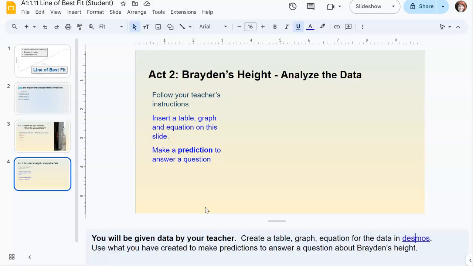And then once they've typed here, they'll need to type on this slide. They will need a picture of their graph, table, and equation. So screenshot it or export it or both. And that's the end of your slides.